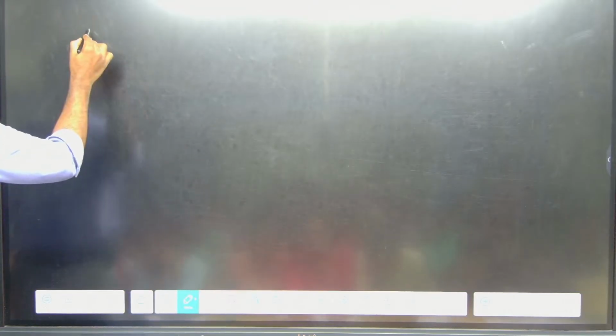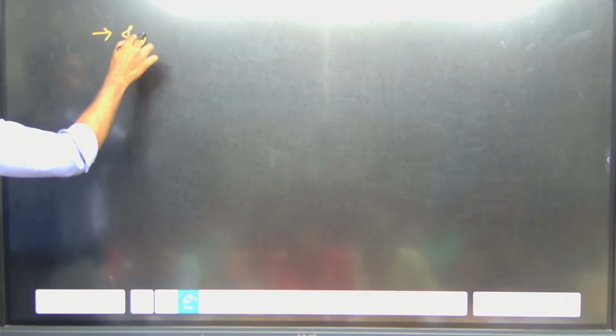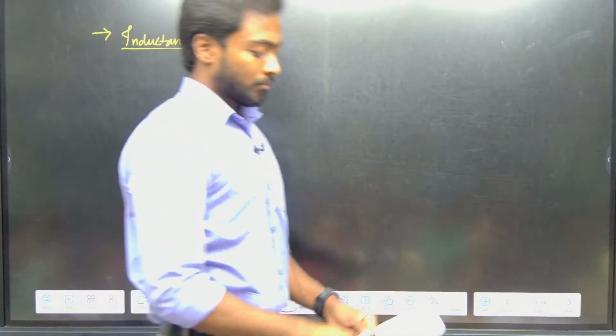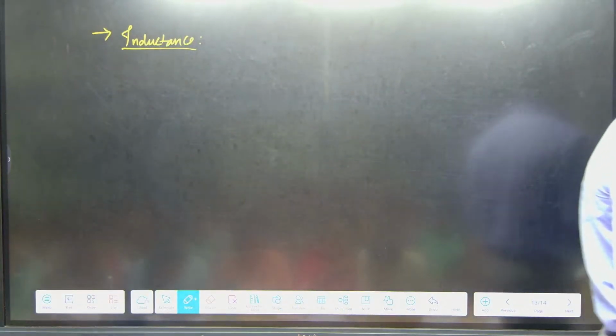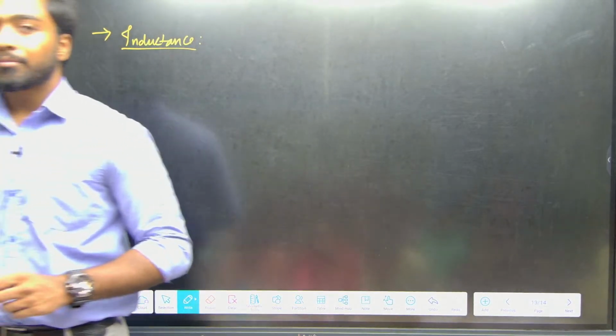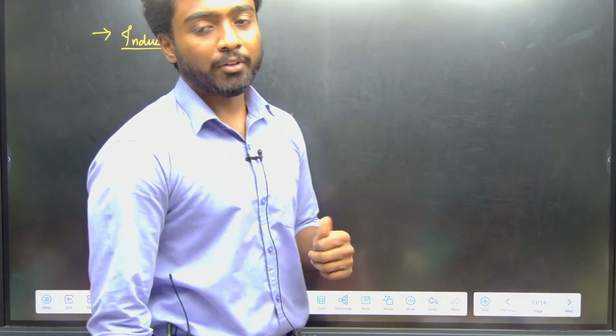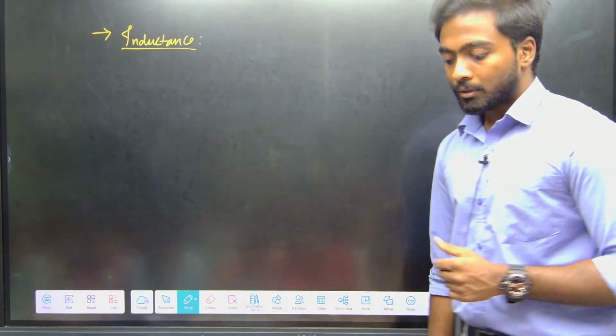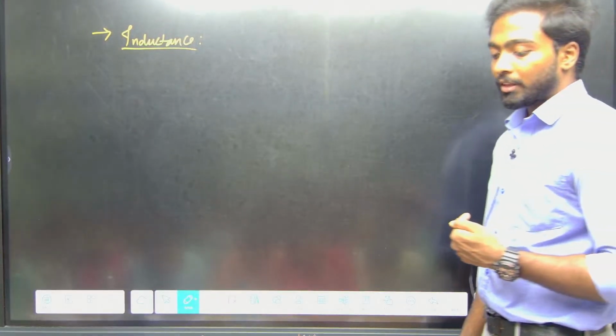The next topic is inductance. Right, on the first point, it is the nature of the circuit to oppose the current.